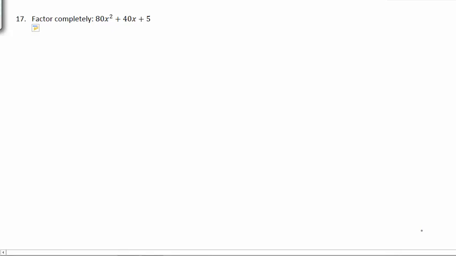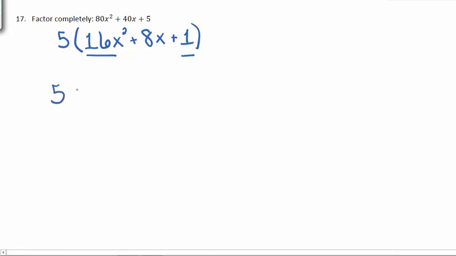Number 17. So the first step is to always see what they have in common. In this case, a 5. This leaves me with 16x squared plus 8x plus 1. So we always start by looking at the first and the last terms. 16 is 4 squared, and 1 is 1 squared. 4 times 1 times 2 is 8, so this is a trinomial square. 4x plus 1 squared.